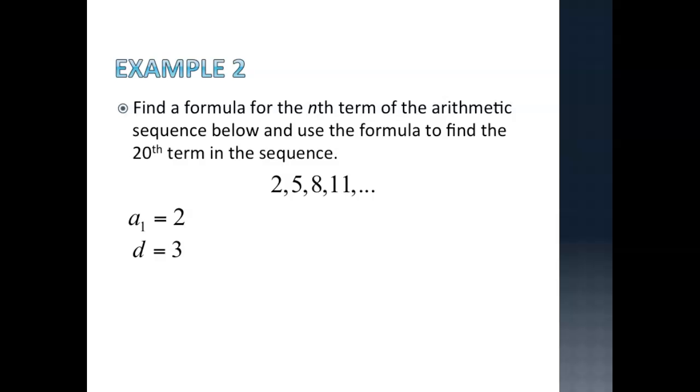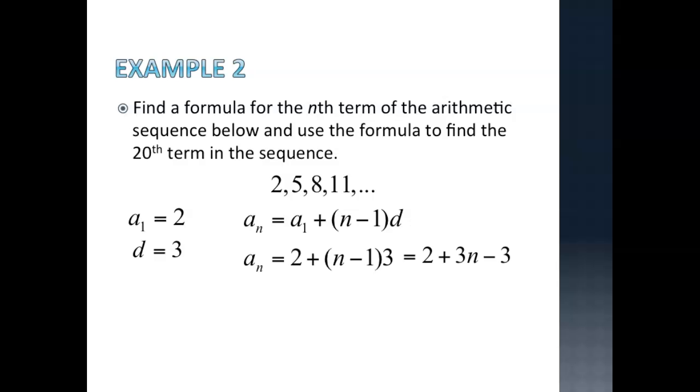Now we can go ahead and plug those numbers in. So we have A sub n is equal to 2 plus n minus 1 times 3. And again, that parentheses is in there so that you can remember to distribute. So 2 plus 3n minus 3. And if we were to simplify that down, that would be just 3n minus 1. So now we can actually find any nth term pretty easily without needing to go through the trouble of adding D a certain number of times.